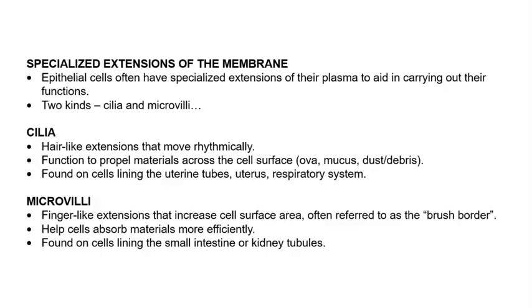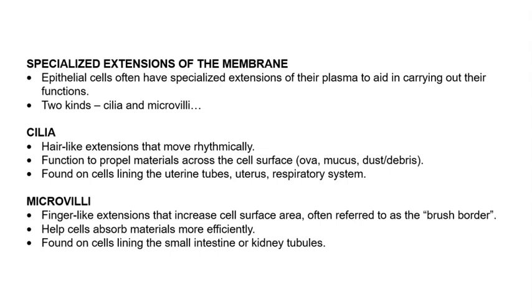Epithelial cells often have specialized extensions of their plasma membrane which aid in carrying out their overall functions. We will review two kinds of membrane extensions here, the cilia and the microvilli. Cilia are hair-like extensions that move rhythmically, and they function to propel materials across the cell surface, such as ova or eggs through the female reproductive tract, mucus through the respiratory passageways, or dust and debris. These are typically found on cells that are lining the uterine tubes and the uterus of the female reproductive system, the female reproductive tract, as well as the airways belonging to the respiratory system.